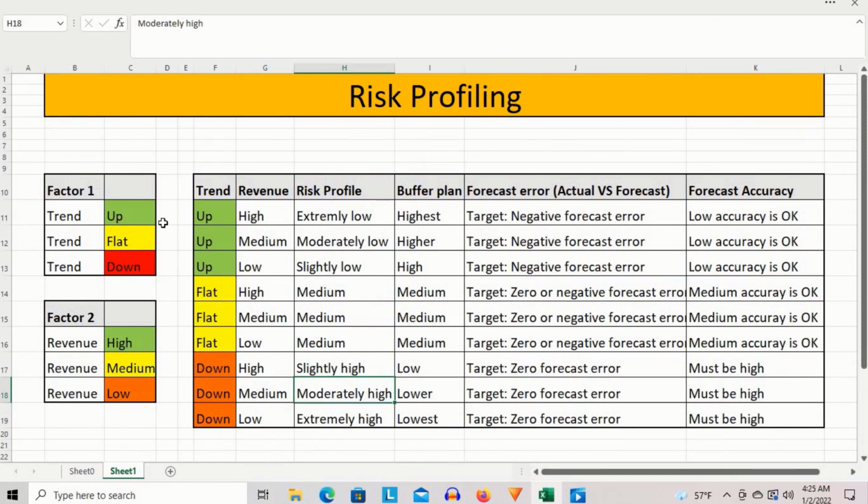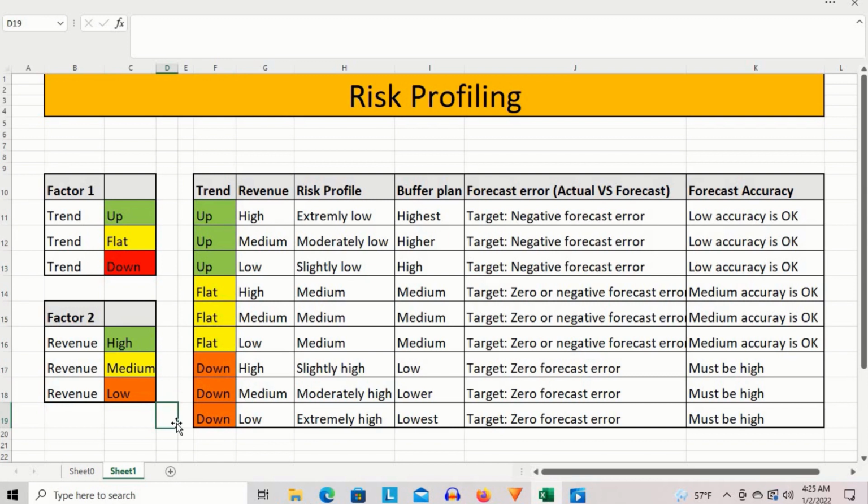The very first step in generating a risk profile for an SKU is selecting some factors. Normally, I select two factors, which are trend and revenue. Here, trend means the future trend of an item. Once you have a forecast, you know the trend of that item in the future: if it's going up, flat, or going down. Also, you know whether that SKU is a high revenue item or not. So you have three possibilities for factor 1, and three possibilities for factor 2, and combining them together, we have 9 different combinations.